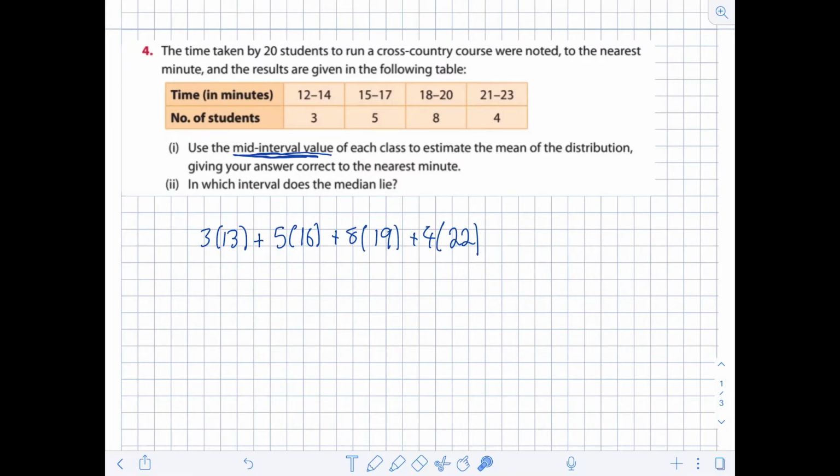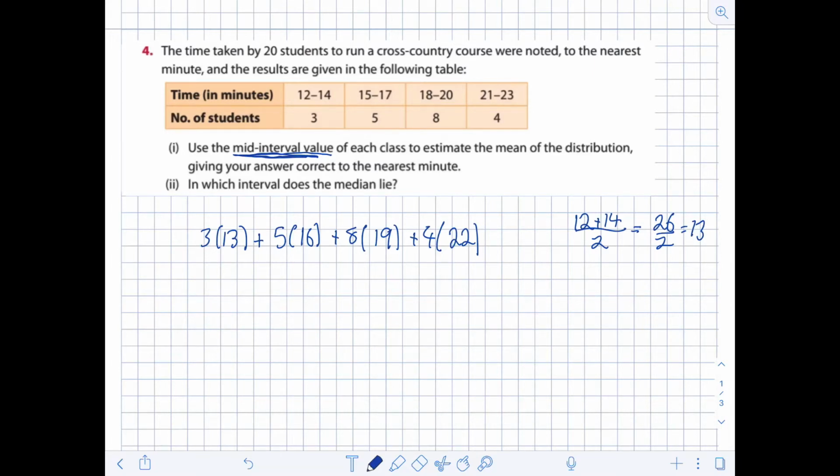Okay, now, it's quite obvious what the mid-interval value is when we have 12 and 14. It's obviously 13, but that could be a bit more awkward. So the way to find 13, if you want to do a sum to it, would be 12 plus 14 all over 2. So we add the two things together and divide it by 2, and that's going to give you 26 all over 2, which is equal to 13.